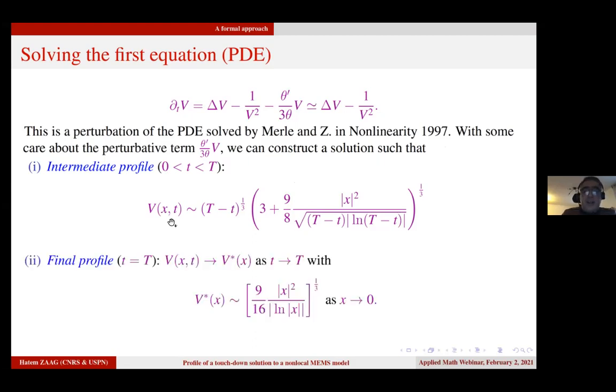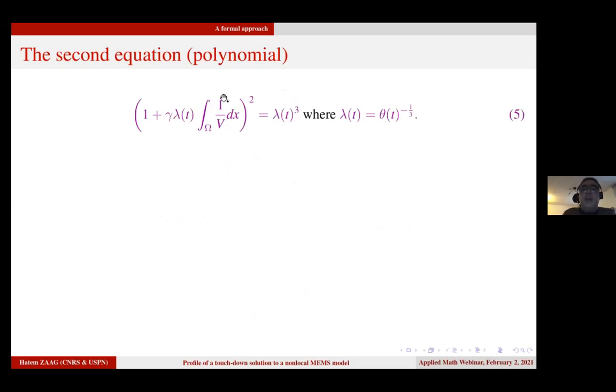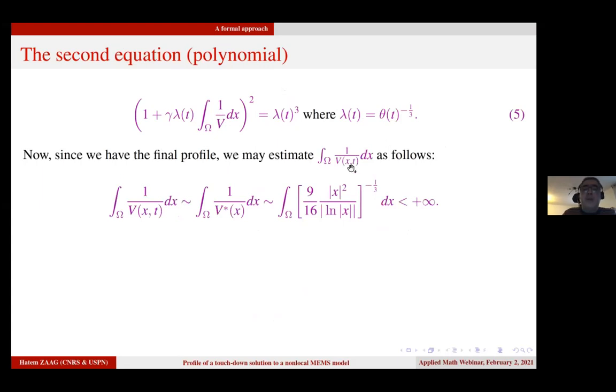I already gave that, this final profile, and this is good. So this is a cusp once again. And now I would like to move to the polynomial equation satisfied by lambda of t. This is the polynomial equation where the integral of 1 over v is one of the coefficients. So let's try to estimate now the integral of 1 over v of x and t. We can say that it will be close to the integral of 1 over v star, which is the final profile, which is a cusp. And in fact, we are lucky, because the inverse of the cusp is integrable, in any dimensions, by the way.